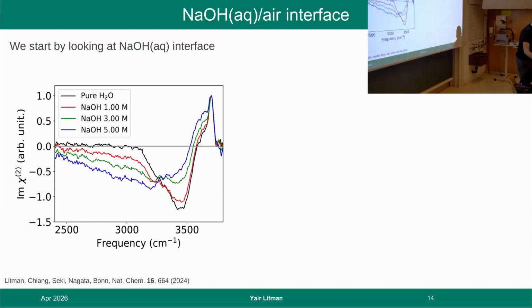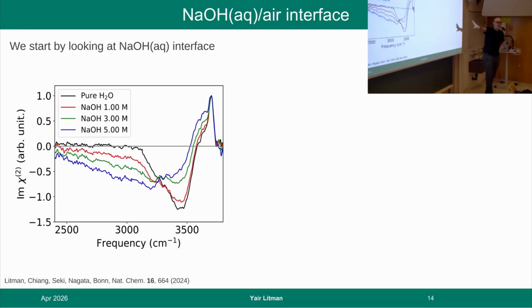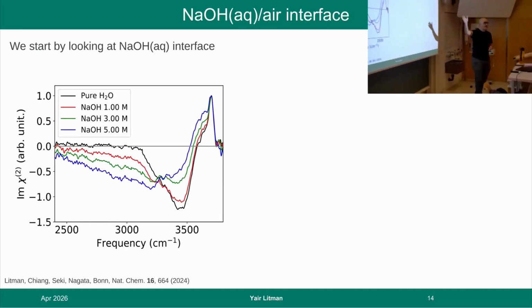But okay, for reasons that will become clear in a moment, let's focus here on sodium hydroxide. This I haven't shown you, so let me introduce it. The y-axis is the imaginary part of chi(2), the x-axis is the frequency domain, black is always water, and with different colors you see different concentrations of sodium hydroxide. Here there are 3 changes that I would like you to focus on, which I put in arrows. So the first thing is the free OH region.